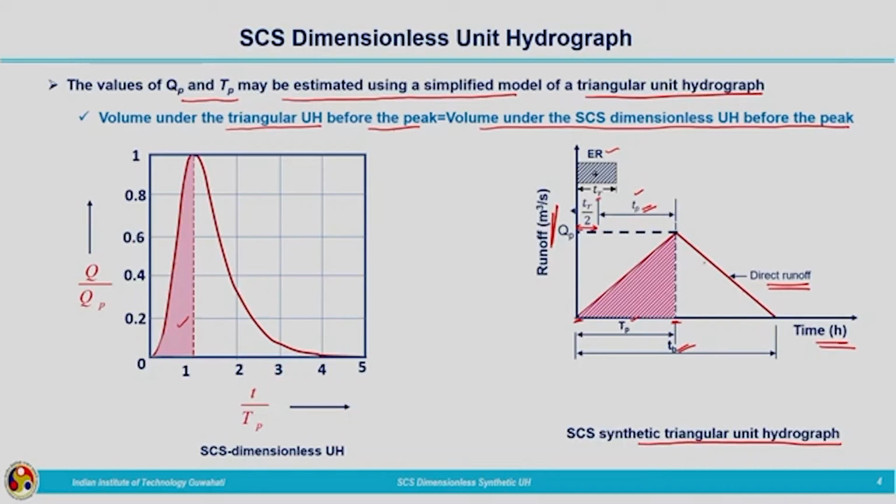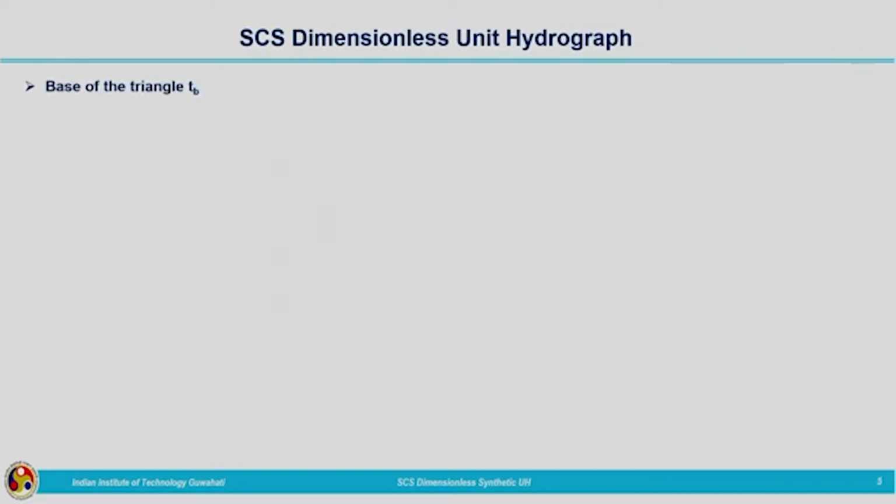So, the area under this curve represents the volume of runoff. We can calculate the volume of water at the outlet of the catchment by calculating the area of this triangular unit hydrograph. For this, we need to have an idea about the base time of this triangular unit hydrograph. So, how can we get that?